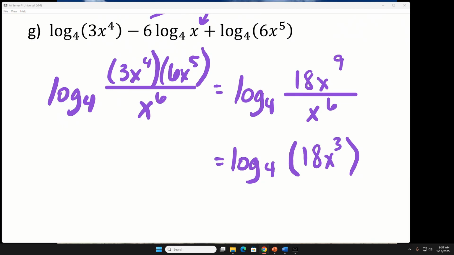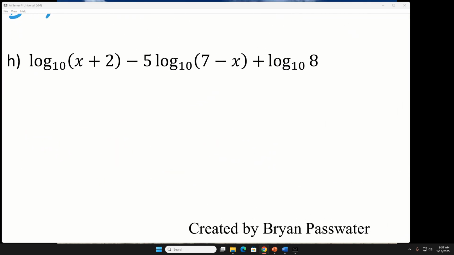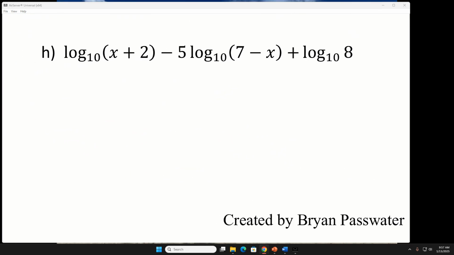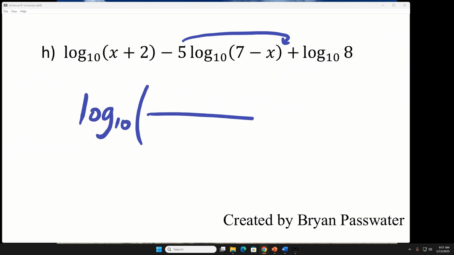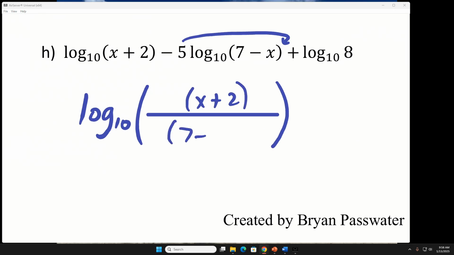All right, so let's look at this last one. So again, this is something you might see on the free response question number 4. And then same thing, I do need to move that 5 up to an exponent. Okay, so if there's positive in the front, I do want to put that part in the numerator. And negative, I want to put it in the denominator.